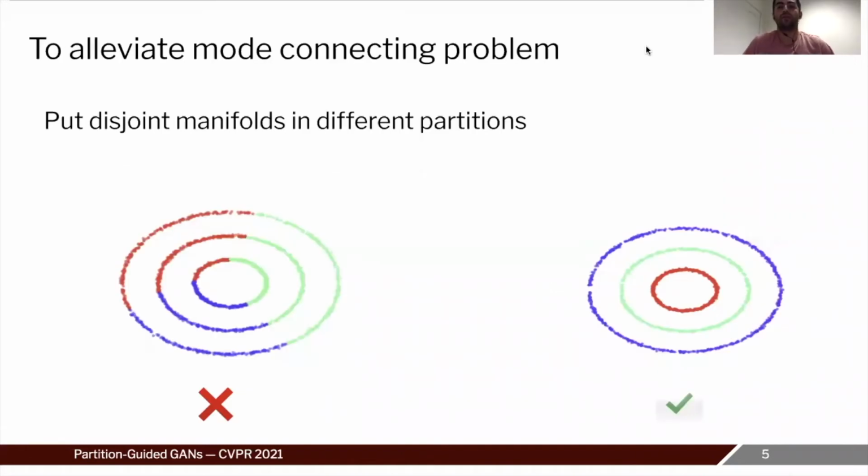To alleviate the mode connecting problem, we should put disconnected manifolds in different partitions. The reason is that if we use a single generator to produce two disconnected manifolds, that generator, because it's a continuous function, puts some mass density between the two disconnected manifolds, which is not desirable and creates the mode connecting problem.